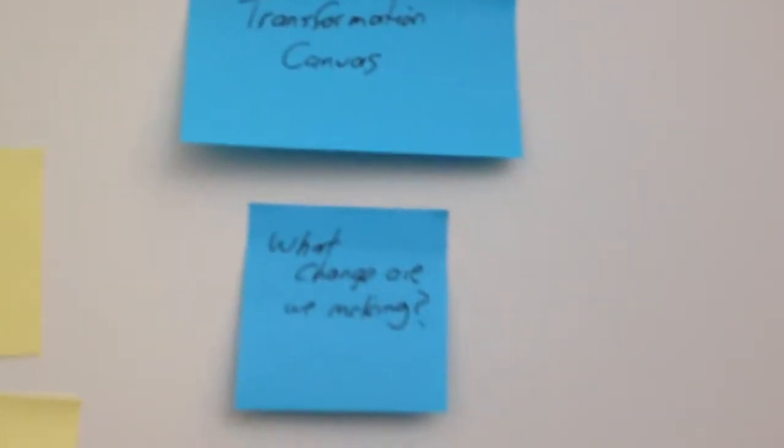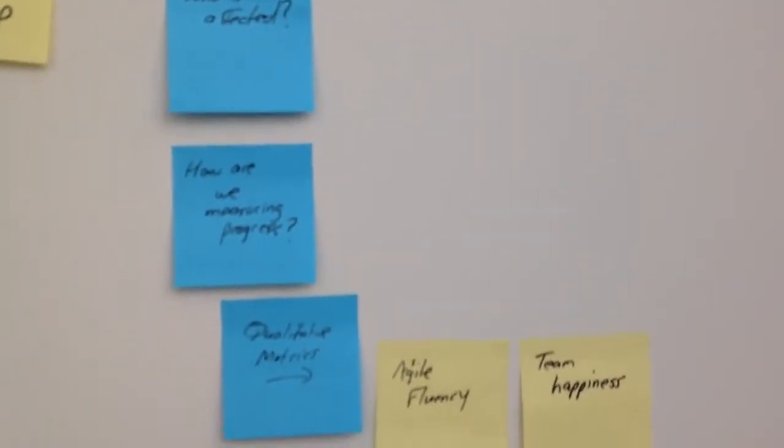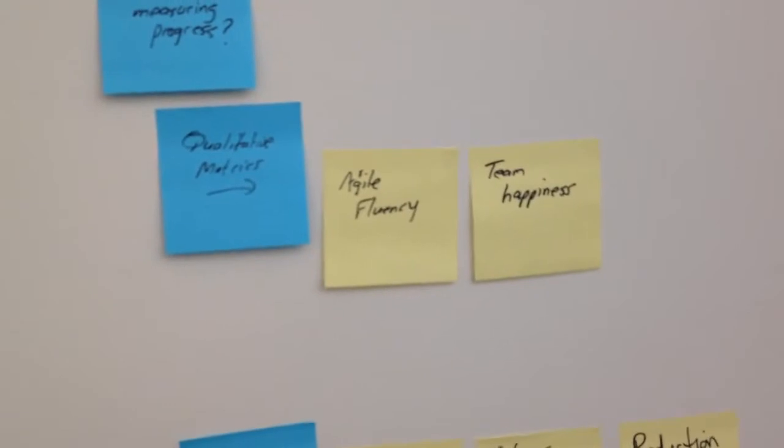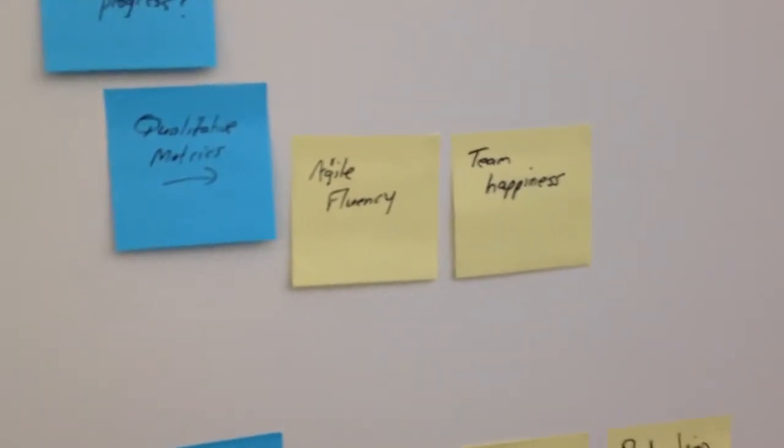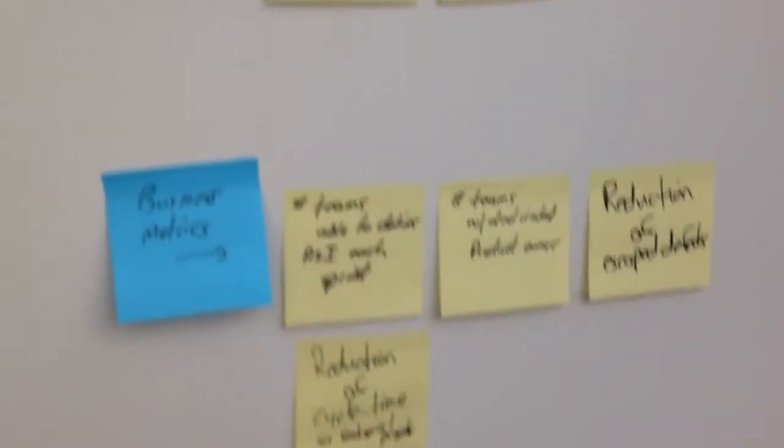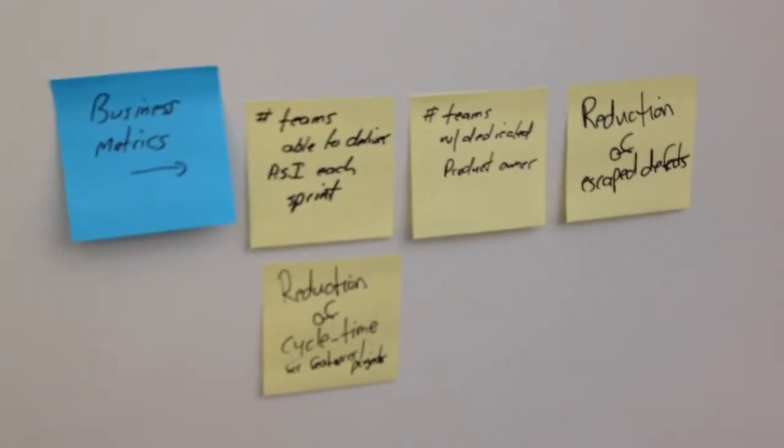So the transformation canvas would be posted on this wall with the changes we're making, who's affected, how are we measuring progress, and then a list of the metrics that are pulled right from the canvas. So our team happiness, our agile fluency, plus all of the business metrics that are in the canvas.